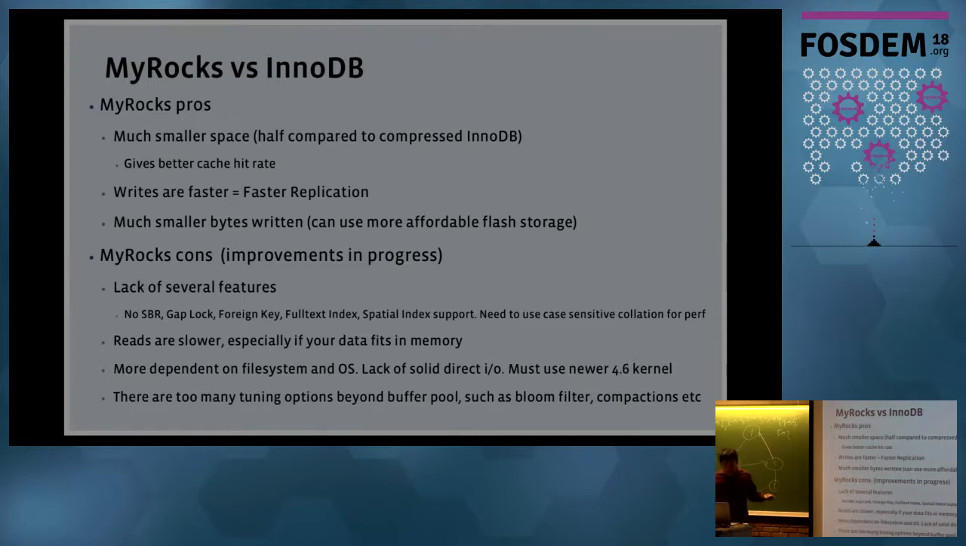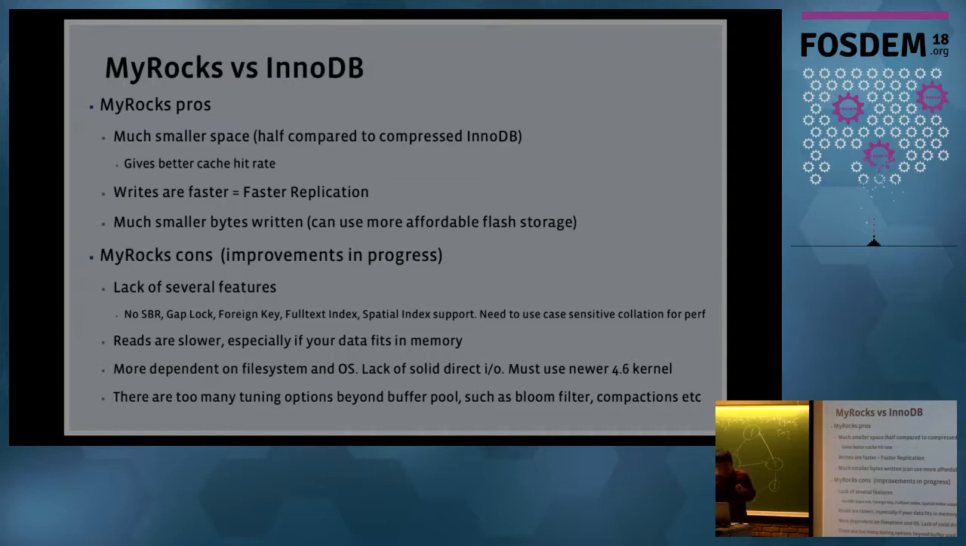And as for MyRocks' disadvantages, it lacks several features. The most notable one is that MyRocks does not have gap lock yet, which means you cannot use statement-based replication. So we are using row-based binary logging to support MyRocks. It also doesn't have foreign keys, full text index, or special indexes. To get better performance, it's recommended to use case-sensitive collations. And it is slower, especially if all data fit in memory. When you benchmark with all data in memory, you get slower results with MyRocks compared to InnoDB.